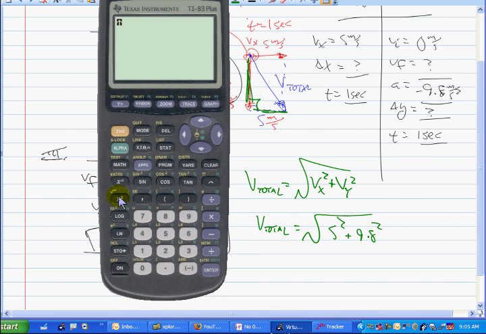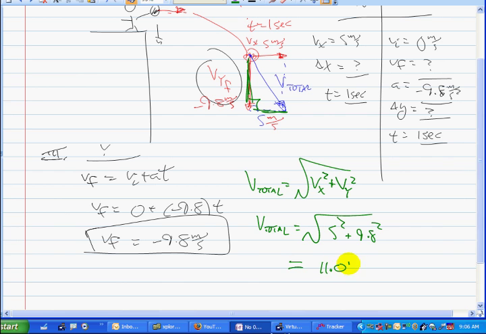So watch out for order of operations. I'm going to do the square root of 5 squared plus 9.8 squared. Put that in parentheses, okay? And I get my final answer of like 11.00 in this case, okay? I'll keep 3 sig figs, 11.0 meters per second. So in other words, my final total speed depends on how fast I threw the ball sideways, 5 meters per second, and then how fast it ended up moving in the vertical direction. And in a nutshell, that's number 1.